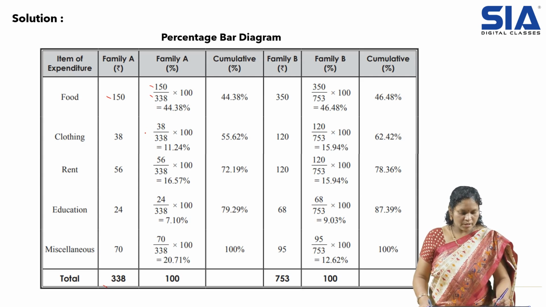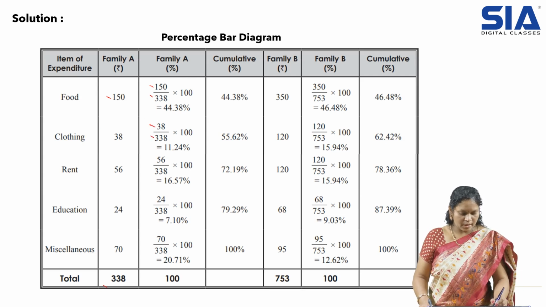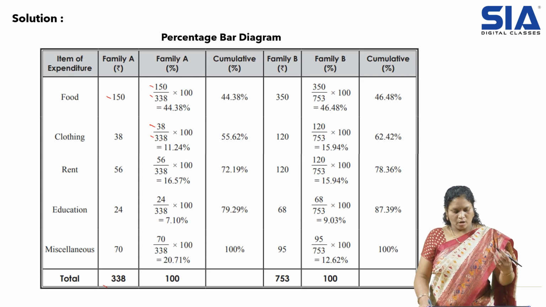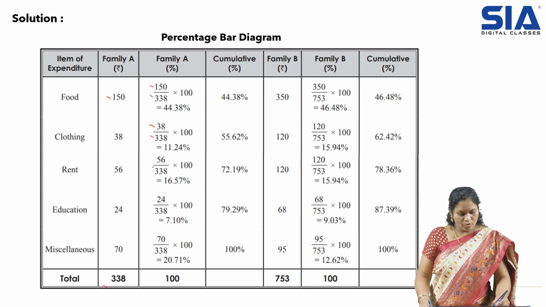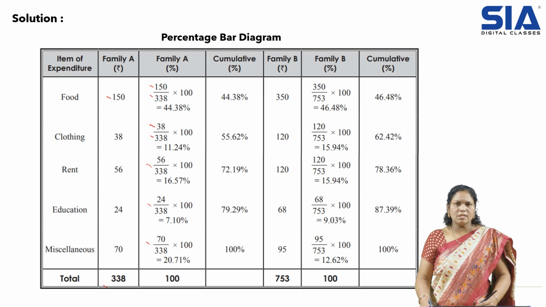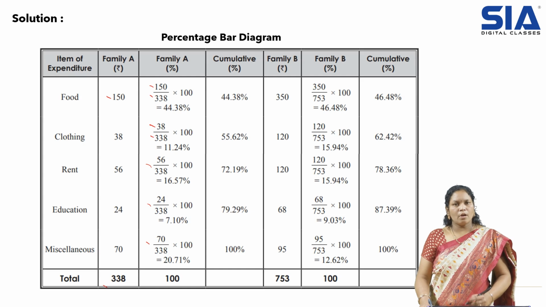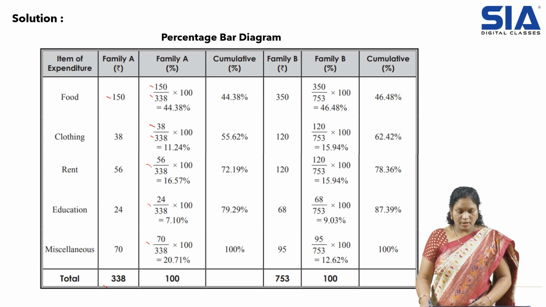Now go for the second percentage: take the clothing value, 38, divided by the overall value 338, into 100, and you get an answer. Similarly, go for the next values, 56, 24, 70, and get the percentages. Then go for cumulative percentages. Cumulative means adding one to another, so that the overall bar totals 100% and we can divide it. So definitely we need to go for cumulative percentage.